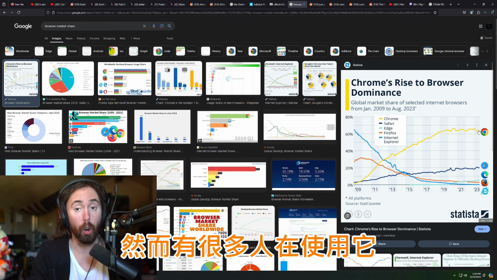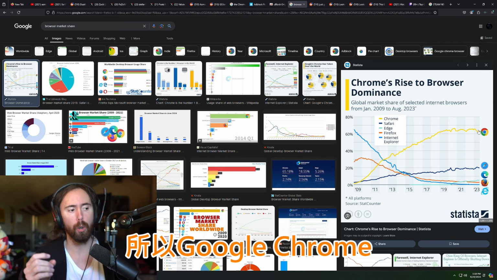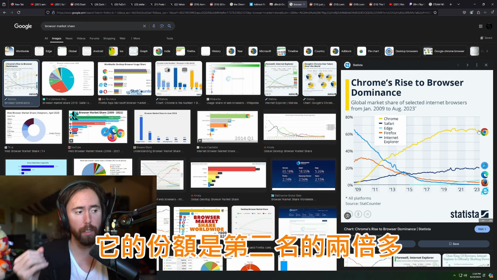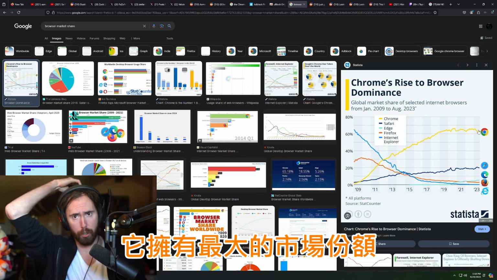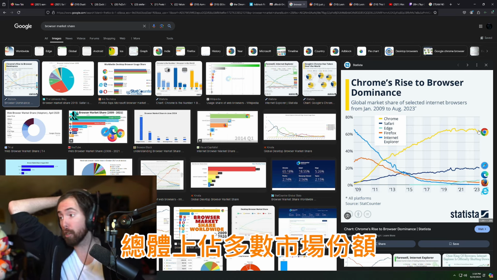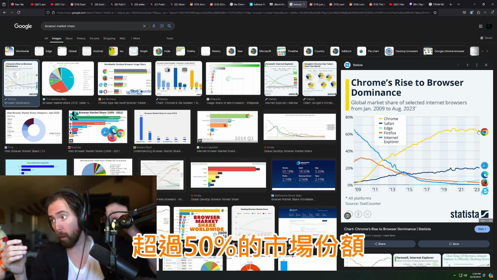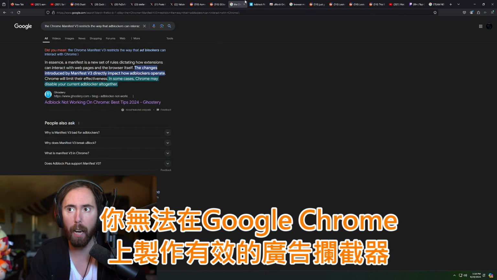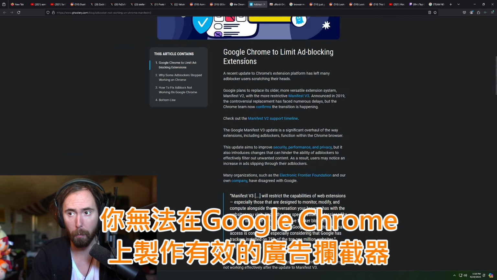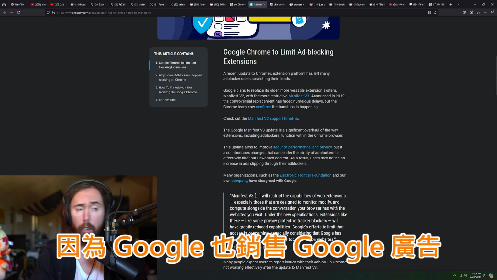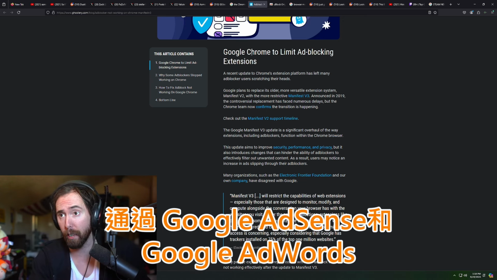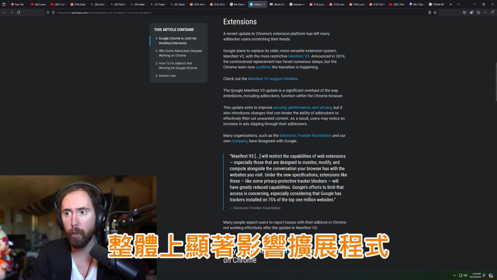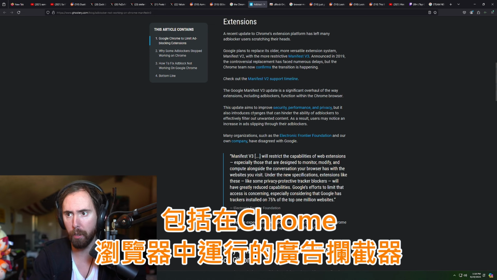However, there are a lot of people that are using it. And so Google Chrome has a massive market share. It has more than double the next person and has the biggest market share, the majority market share in totality, like over 50% of the market share. And what they're doing is they're making it to where now you can't make ad blockers as effective with Google Chrome. Why is that? Well, because Google also sells Google Ads with Google AdSense and Google AdWords. So that's what happens. It's significant overall to extensions, including ad blockers that function within the Chrome browser.